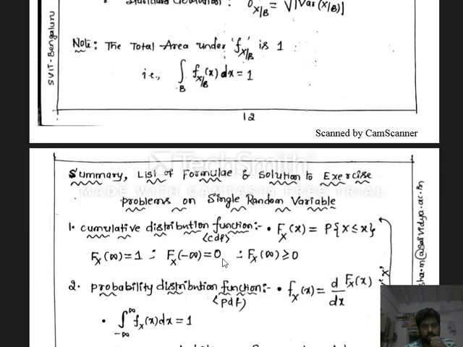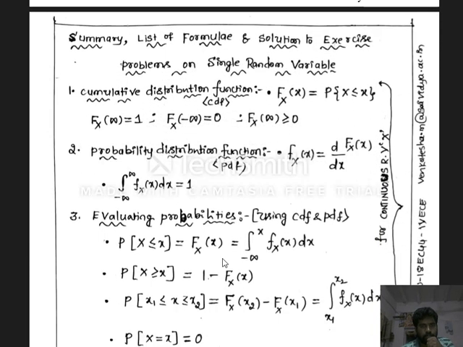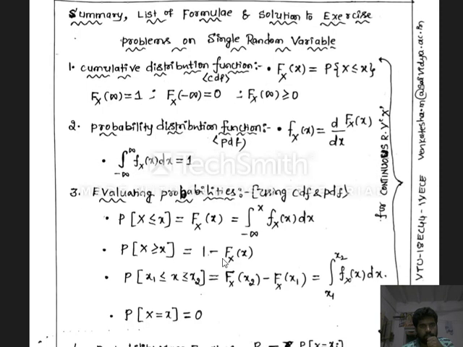Now let us summarize module number 1. In module number 1, we have discussed the following topics. The first one, we have discussed the cumulative distribution function. It is abbreviated as CDF. Its notation is capital letter F with a subscript of the random variable, and within parentheses we represent the independent variable.